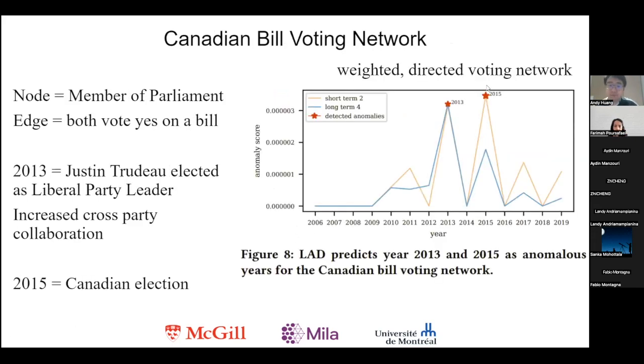And then we'll go back to the Canadian bill voting network that we saw as an example from earlier. In this case, the two anomalies are 2013 and 2015, which happen to correspond to the year that Justin Trudeau was elected as the Liberal Party leader in 2013, as well as the Canadian election in 2015. So you can sense the change in the political environment from the temporal graph structure, and they are detected as anomalies by LAD.